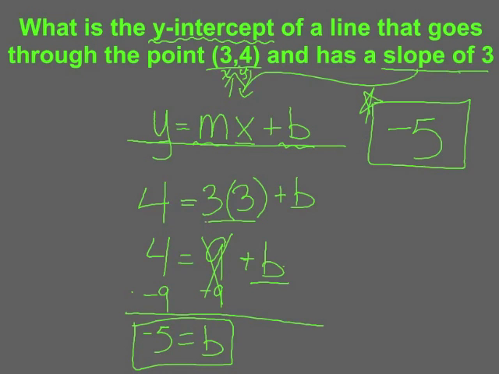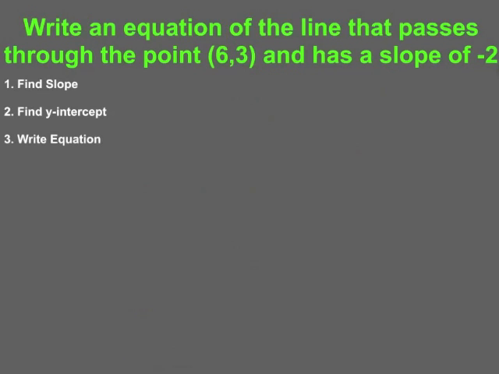Another problem that can come up is now they're going to want us to write an equation of a line that passes through the point 6, 3 and has a slope of -2. So when we're writing the equation, we want to follow this 3-step system. And our first step in this is to find the slope.